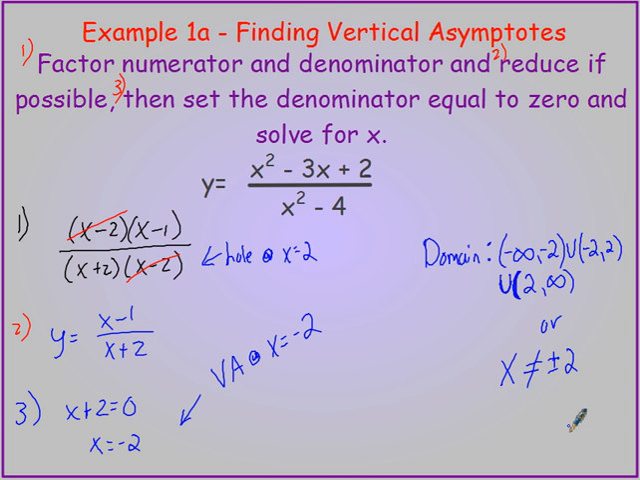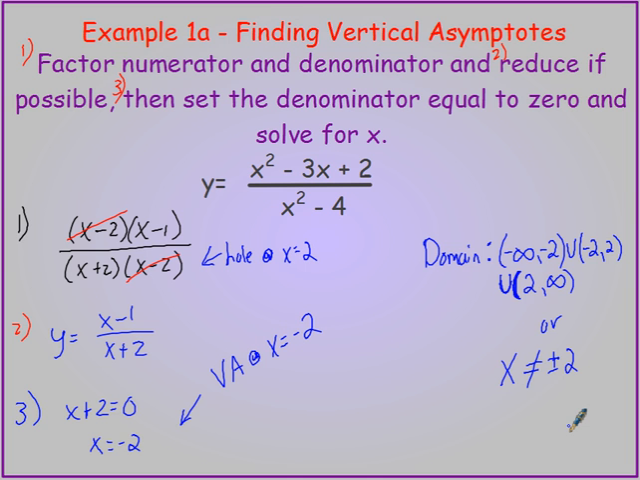Right? Your domain can be whatever except these. And sometimes it's not always going to be a positive and negative of the same number, so you might have to list two different ones, okay? So the important part is the process. What is my process? Factor, simplify, set the denominator equal to 0. Okay? Factor, simplify, set the denominator equal to 0.